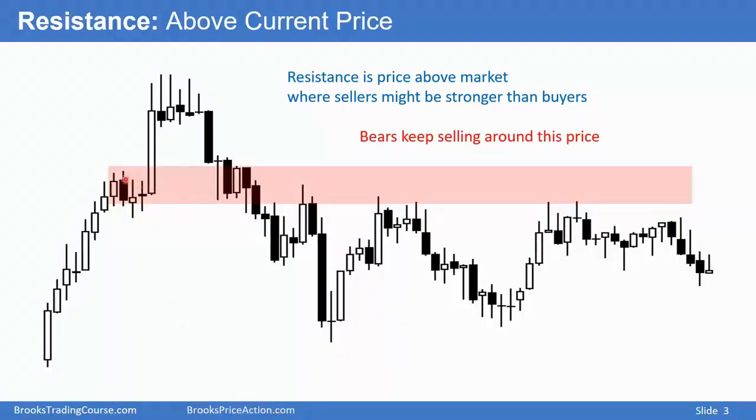And bears keep selling around this price. They sold here, they sold here, they sold here, they sold here. And chances are, when the market gets near this zone again, they'll sell. It doesn't matter what the price is. You don't even have to know why the market might be selling there. All you have to know is every time it gets to this price level, the market has a hard time getting through it. This price level is resisting rallies, therefore it's resistance.